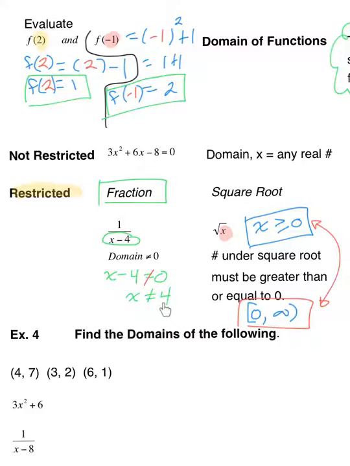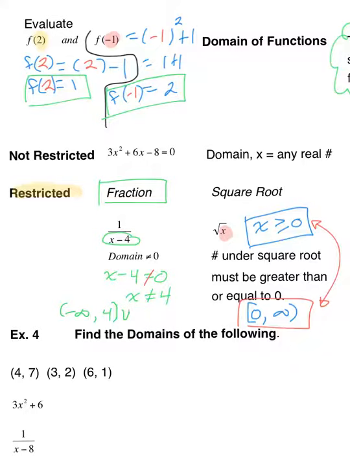So x can be any number we want to, just not 4. So our domain goes from negative infinity to positive infinity. We're going to start at negative infinity. Infinities always get a parentheses. We're going to go until we hit 4. Then we've got to leap over 4 because we can't include it. So because it's not included, the 4 gets a parentheses.